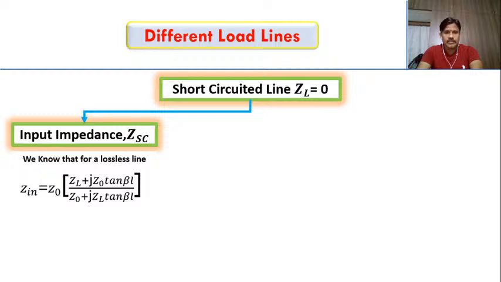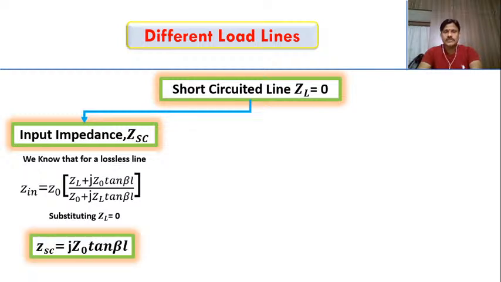So in this original expression of input impedance of a lossless line, simply substitute ZL equals 0. Then what you will get is the input impedance of a short circuited line, represented as ZSC. So ZSC equals only the second term in the numerator, that is j Z0 tan beta L. So this is the input impedance for a short circuited line.